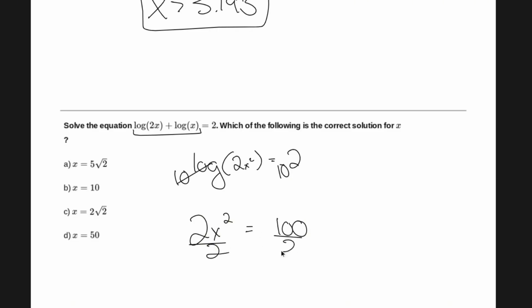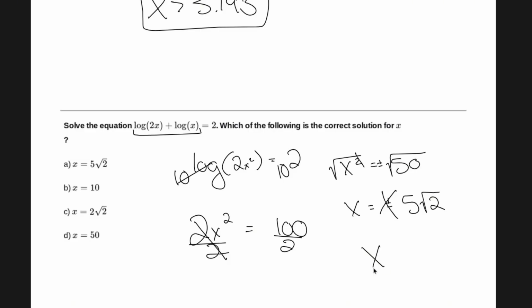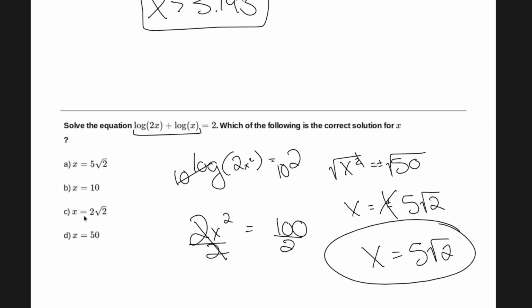Divide by 2, divide by 2. X squared is going to equal 50. Square root that. Don't forget the positive or negative symbol. So since that's 25 times 2, I can pull out a 5, leaving us with plus or minus 5 root 2. Am I allowed to plug in negative 5 root 2? No. Am I allowed to plug in positive 5 root 2? Yes. So my answer is positive 5 root 2, which is you.